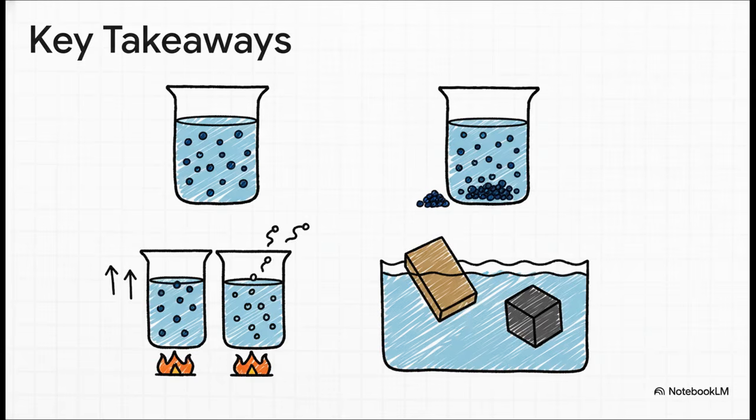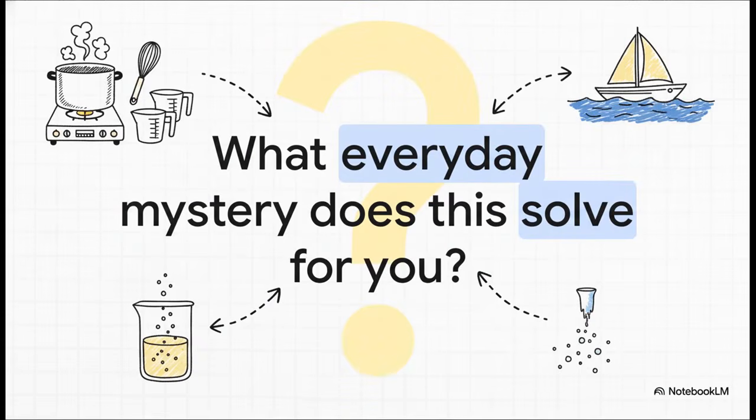How much stuff is in a space? Because ultimately, whether an object is more or less dense than the liquid it's in, that's what decides if it sinks or floats. So now you are armed with the science of solutions and density. Look around you, at your kitchen, at the world outside. From the way your salad dressing separates to a log floating down a river, what everyday mystery does all this new knowledge finally solve for you?